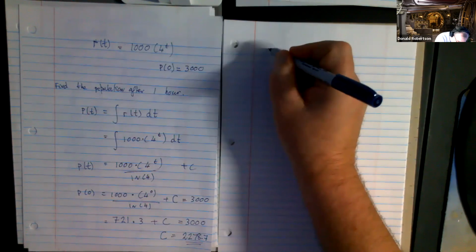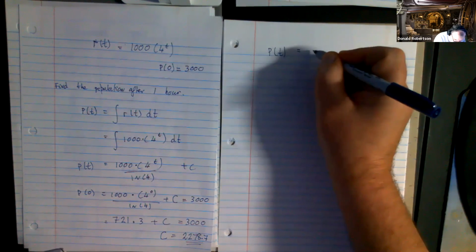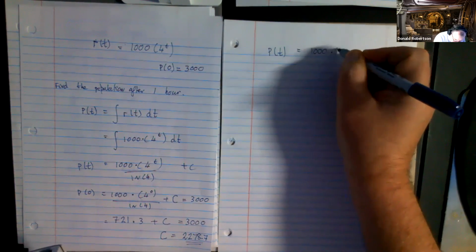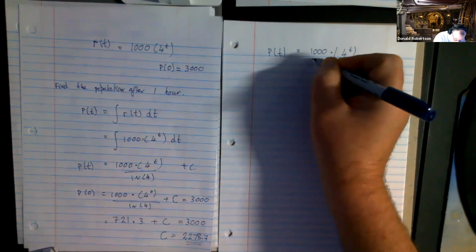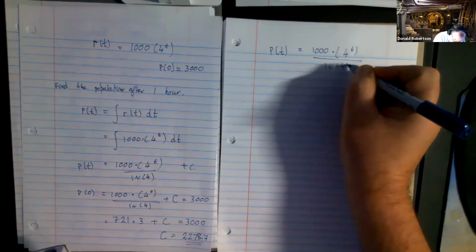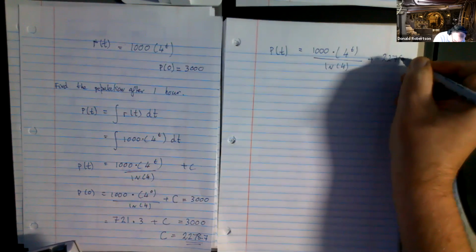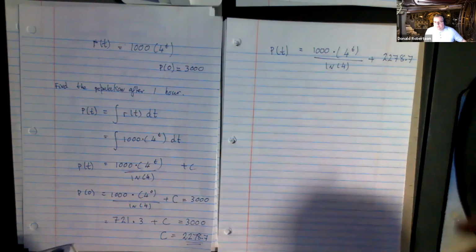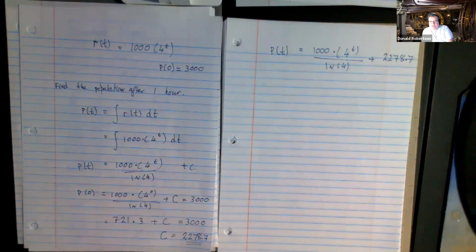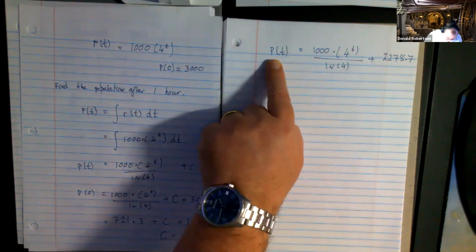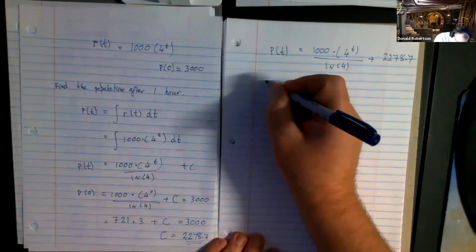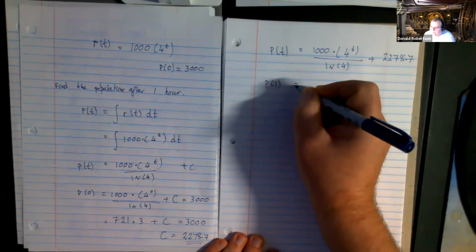That means that the population of the bacteria at any given time t is going to be 1000 times 4 to the power of t divided by the natural log of 4 plus c, which we have now found out is that guy. And if the question had been, find the formula for the population at any given time t, we have now got our answer. But it isn't. They just wanted to know what's the population after 1 hour.